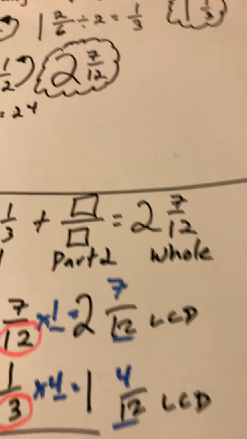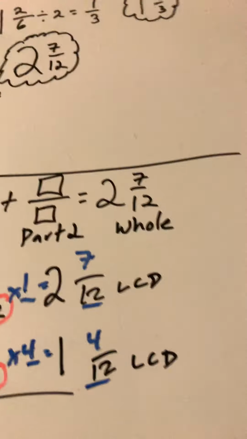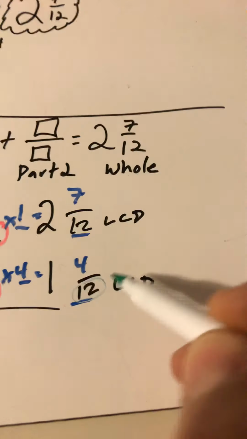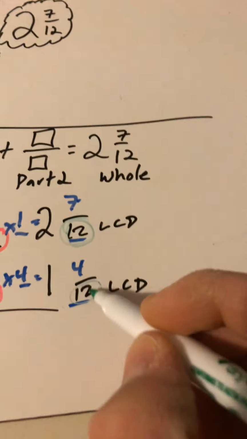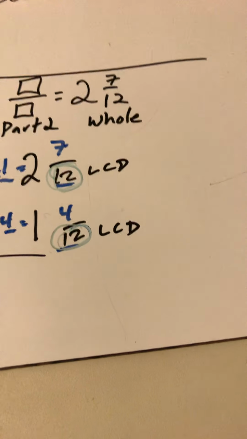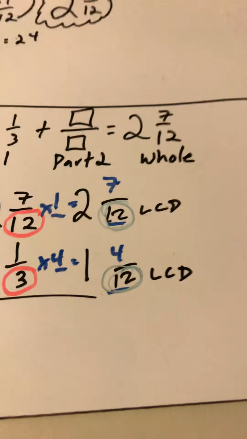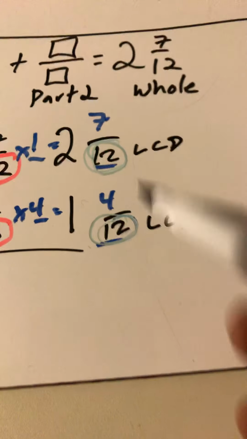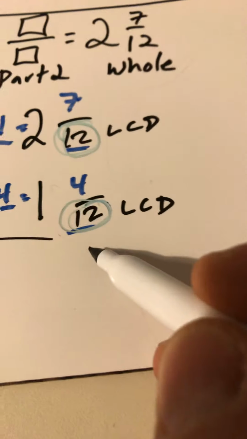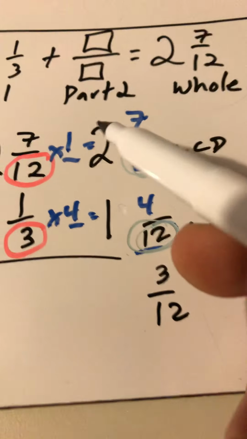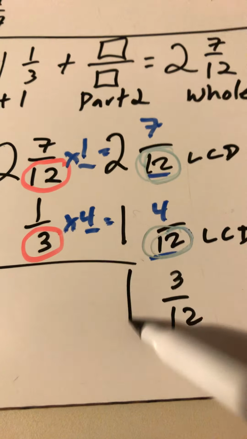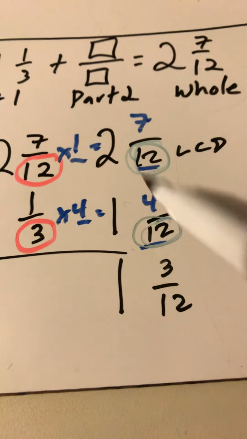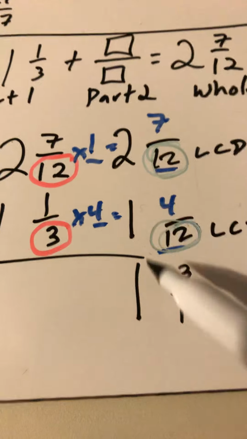Now I have the green light because I have matching denominators. So now I can go ahead and subtract. Before I couldn't subtract because I had a 12 and a 3. Now I have two 12s and I have numerators. So 7 minus 4 is 3 over 12. And 2 take away 1 is 1 because we were subtracting. So 7 minus 4 is 3. I keep the same denominator. 2 minus 1 is 1.